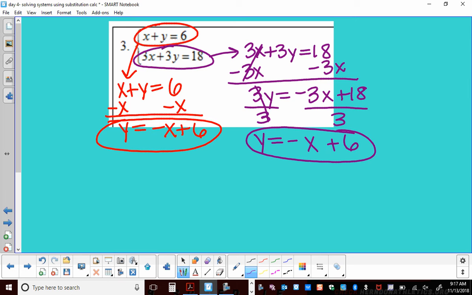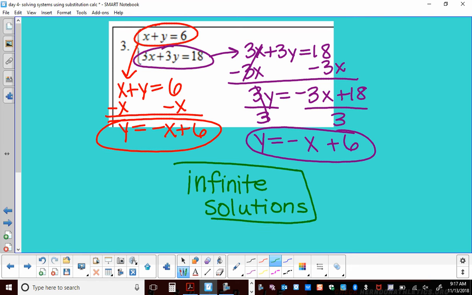Do you guys see anything familiar with these 2 problems? The same exact line. What does that mean? What's my solution? Go from the I. Infinite. We didn't even have to graph that one. Because we have infinite solutions. Same exact line. Even if you would have just graphed it, you would have seen that both lines would be the same exact line. So we have infinite solutions.